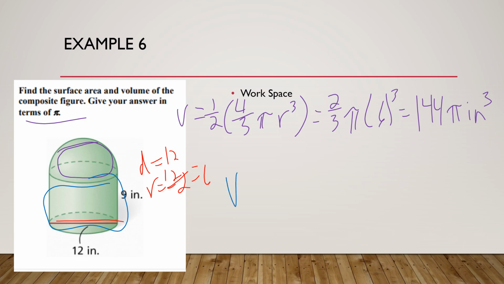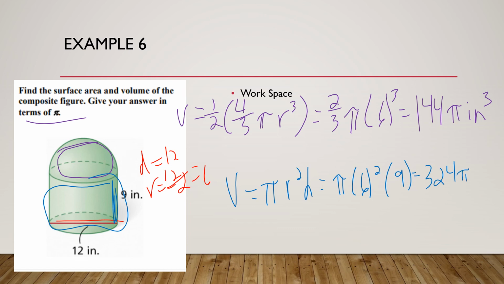So now we're going to do the volume of our cylinder, which was last week's lesson. So we have pi r squared h. Pi, we already figured out the radius was 6 squared. Our height of our cylinder is 9. So do all that math, we get 324 pi inches cubed. And to find the total, we're going to add those two pieces together. We get 468 pi inches cubed.